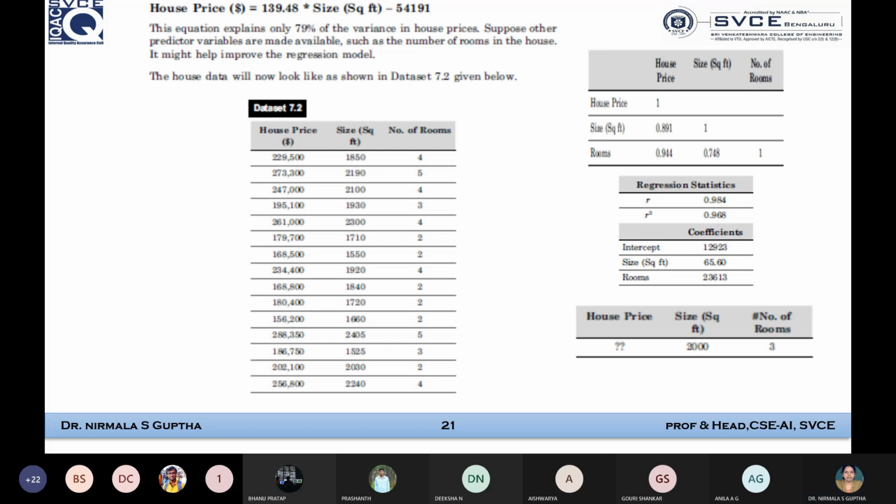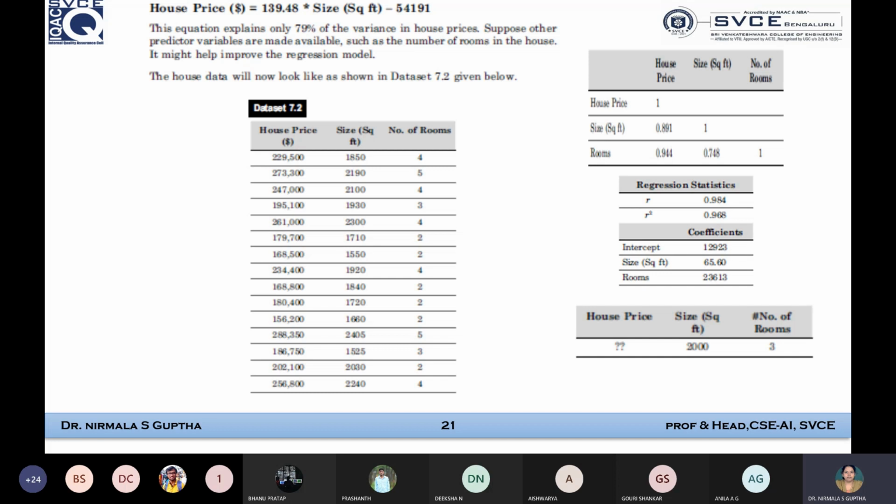Okay, fine. So in that sense, again the computations are done. There we got the regression statistics as R is equal to 0.984 and R square is equal to 0.96968. Means to say there is an improvement in the percentage of variance in the house pricing, that is 96.8% or 97%, we can call it approximately.